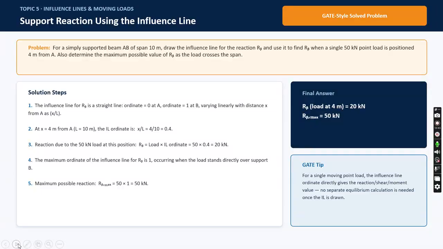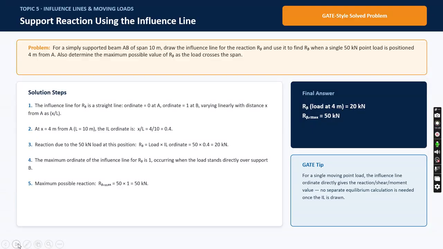Now the influence line of RB is a straight line, ordinate 0 at A, ordinate 1 at B. You can take 0 at A and 1 at B, varying linearly with the distance from A as x by L. Take x is equal to 4 meter from A, L is equal to 10 meter. The IL ordinate is x by L is equal to 4 by 10. When you solve this, you will get 0.4. Reaction due to the 50 kilonewton load at this position is given by load into IL ordinate. So 50 into 0.4 is equal to 20 kilonewton.